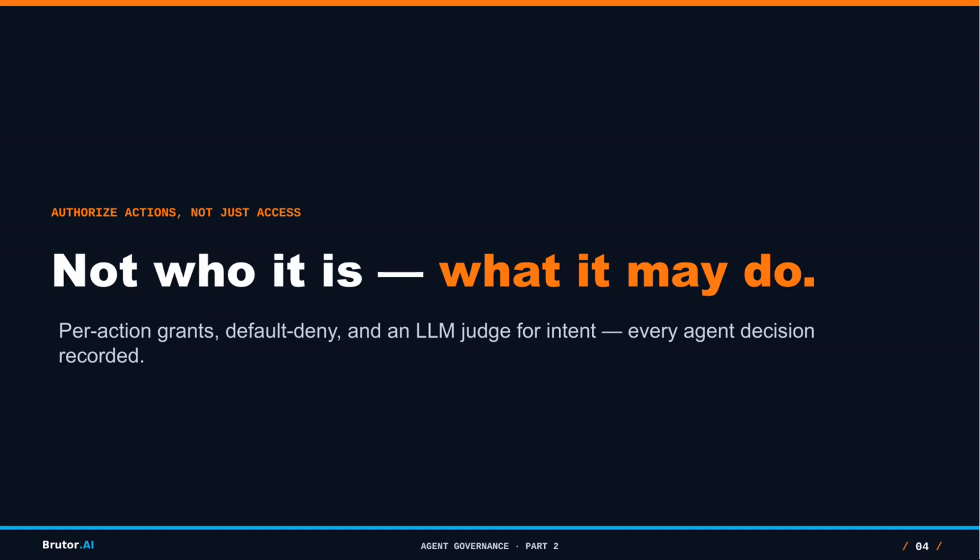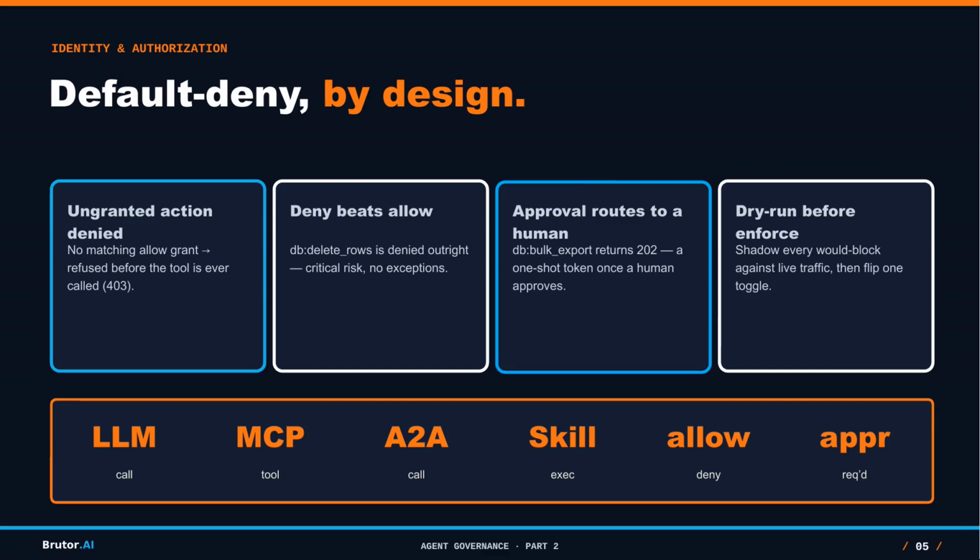Access control says what an agent can reach. Agent governance says what it may do, per action, per target, with approvals and risk classes. Default deny by design. An action with no matching allow grant is refused before the tool is ever called. Deny beats allow. A denied action stays denied, no matter what else matches. Approval required routes the call to a human with a one-shot token, and dry run rolls all of this out in shadow first, so you measure before you enforce.